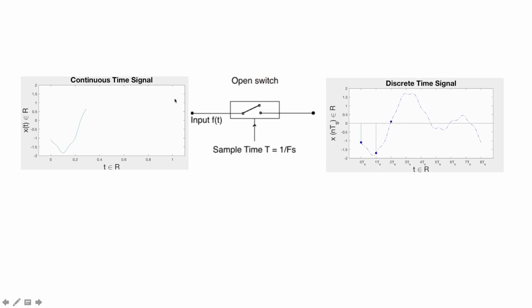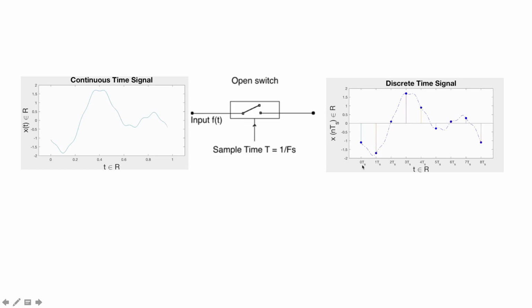In this figure, a sampler is an idealized switch which closes to sample the input continuous time signal after every Ts seconds. When the switch is closed, the value at the input is captured at that instant and the switch is open again.